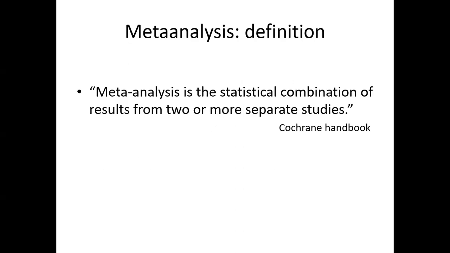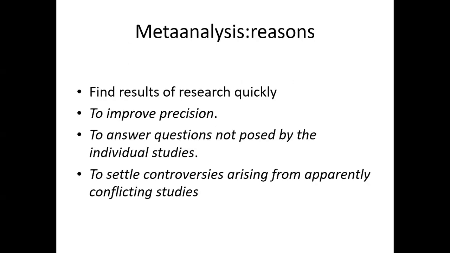Meta-analysis is a statistical combination of results from two or more separate studies. So this is the definition that you can find in the Cochrane Handbook. So statistics, yes, you have to use statistics. Now, what are the reasons for doing it? When can you decide to do a systematic review? To find results of research quickly.